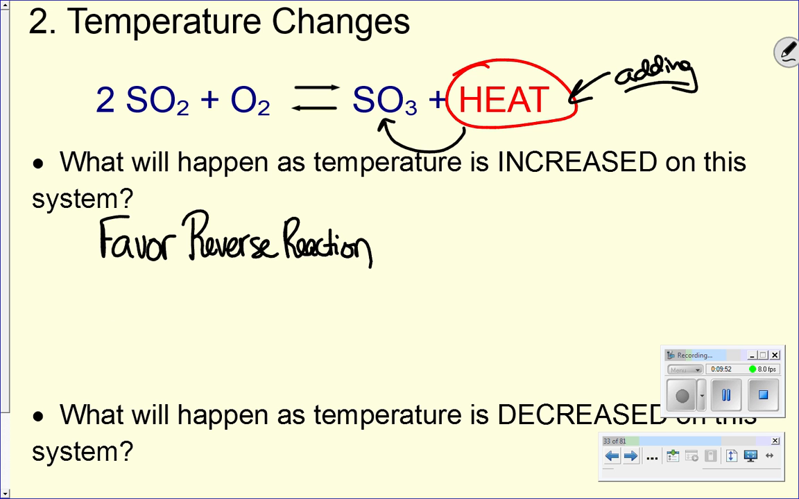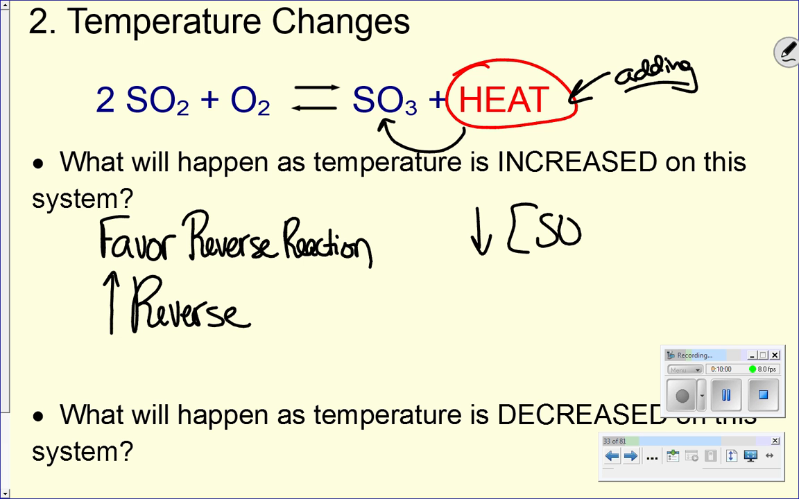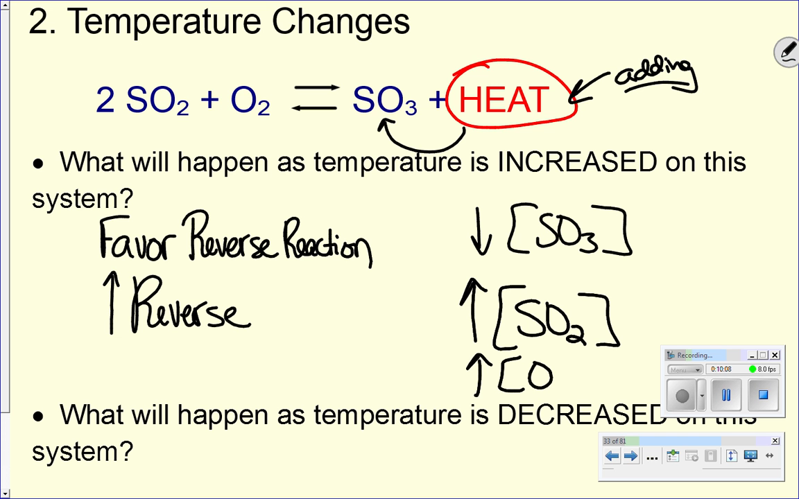In other words, it's going to increase the reverse reaction rate. As that occurs, I'm going to have a decrease in my SO3. It is getting decomposed into SO2 and O2. I'm going to have an increase in my SO2 and an increase in my O2, since I'm favoring the reaction that is making those. So I'm using up my SO3, turning it into SO2 and O2.